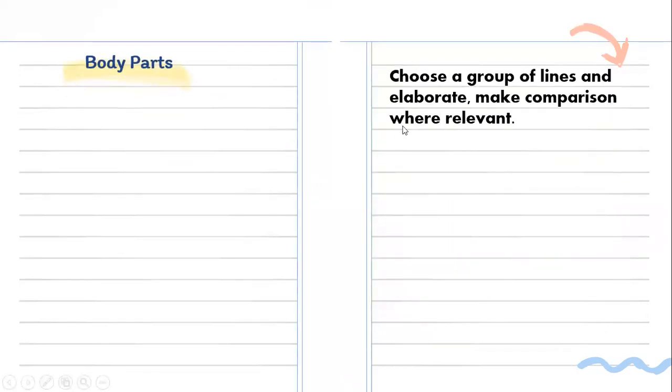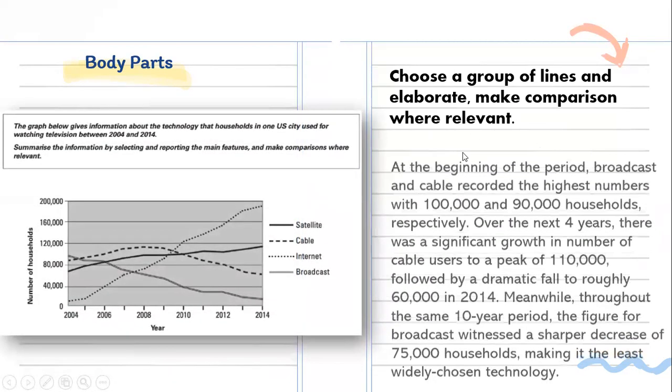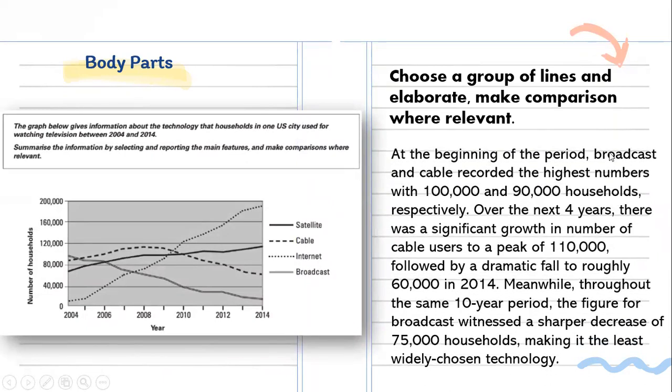So next, we will move on to the body parts. For each body part, you need to pick out a group of lines, elaborate and make comparisons where relevant. Here, I can show you body one, which I started with broadcast and cable. Broadcast is the line here, and cable is the line here.